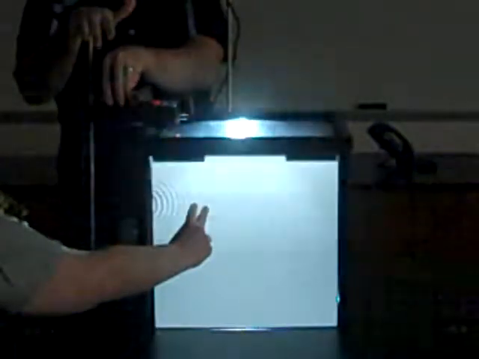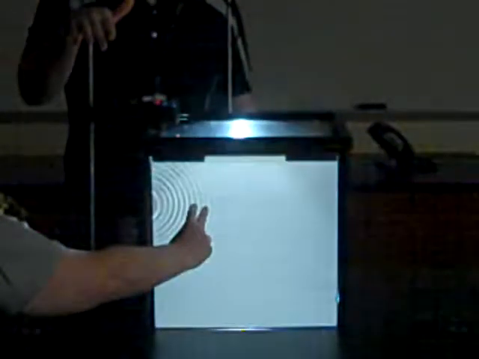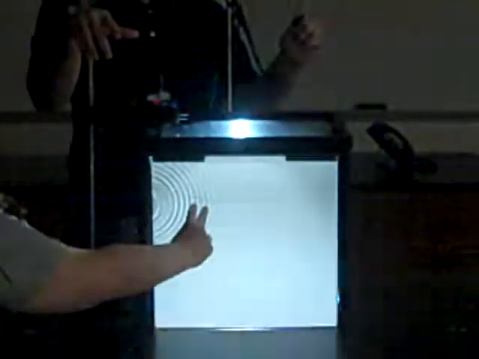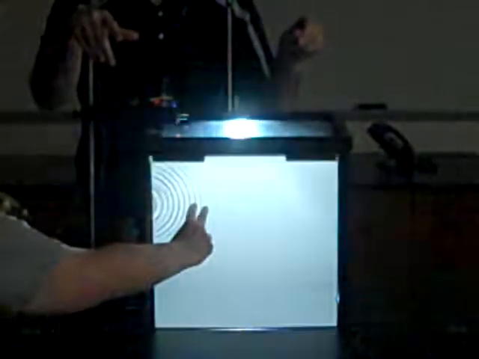Did she move her fingers? No. Turn that up a little bit so y'all can see it better. Did the waves get smaller or bigger? Were the wavelengths the same size? Okay, so they got smaller, we all agree?